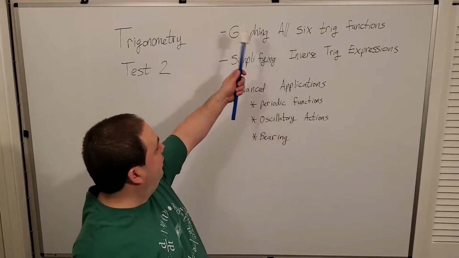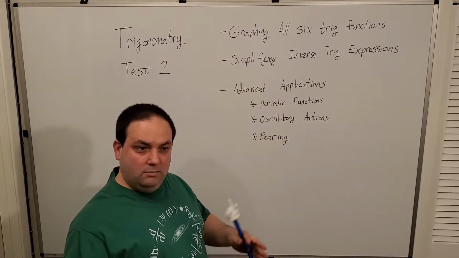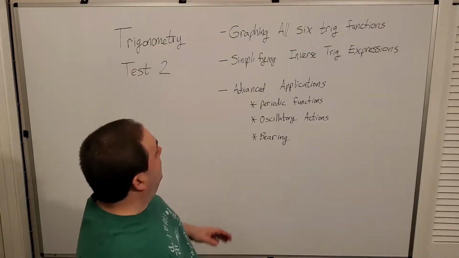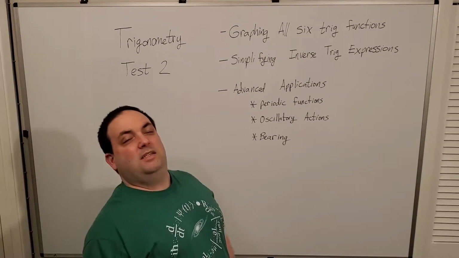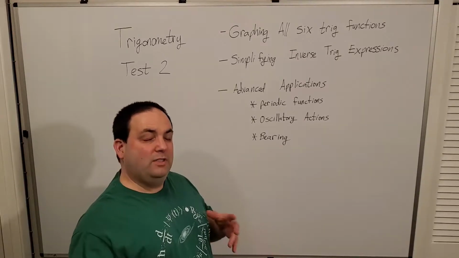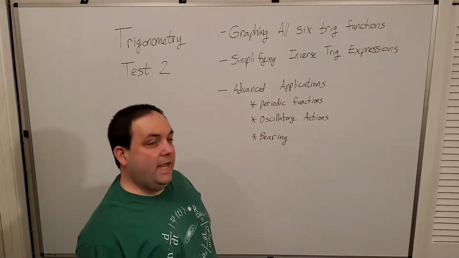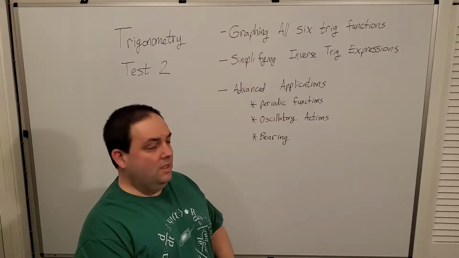So we're hitting the graphing on all 6 of the major functions: sine, cosine, secant, cosecant, tangent, cotangent. Simplifying inverse trig expressions is a multifaceted skill as well. There's 3 different types of those problems. And then the advanced applications are anything from bearing to repetitive motions.